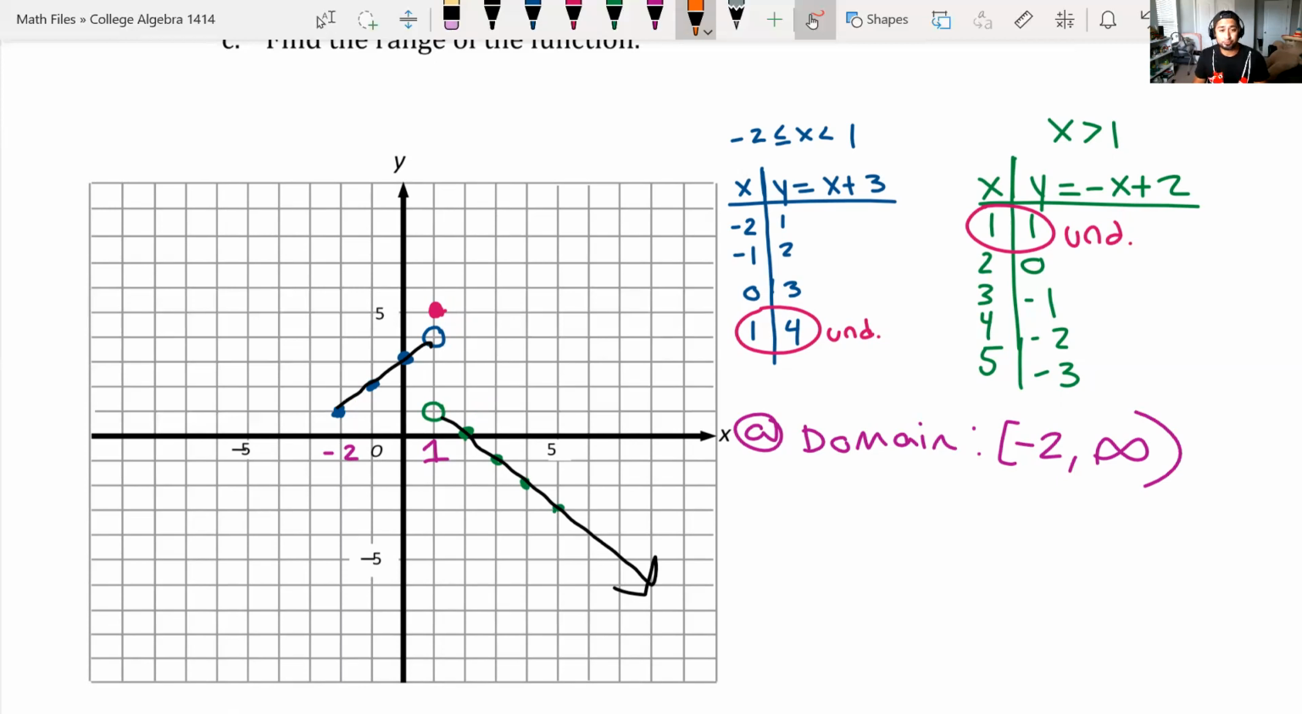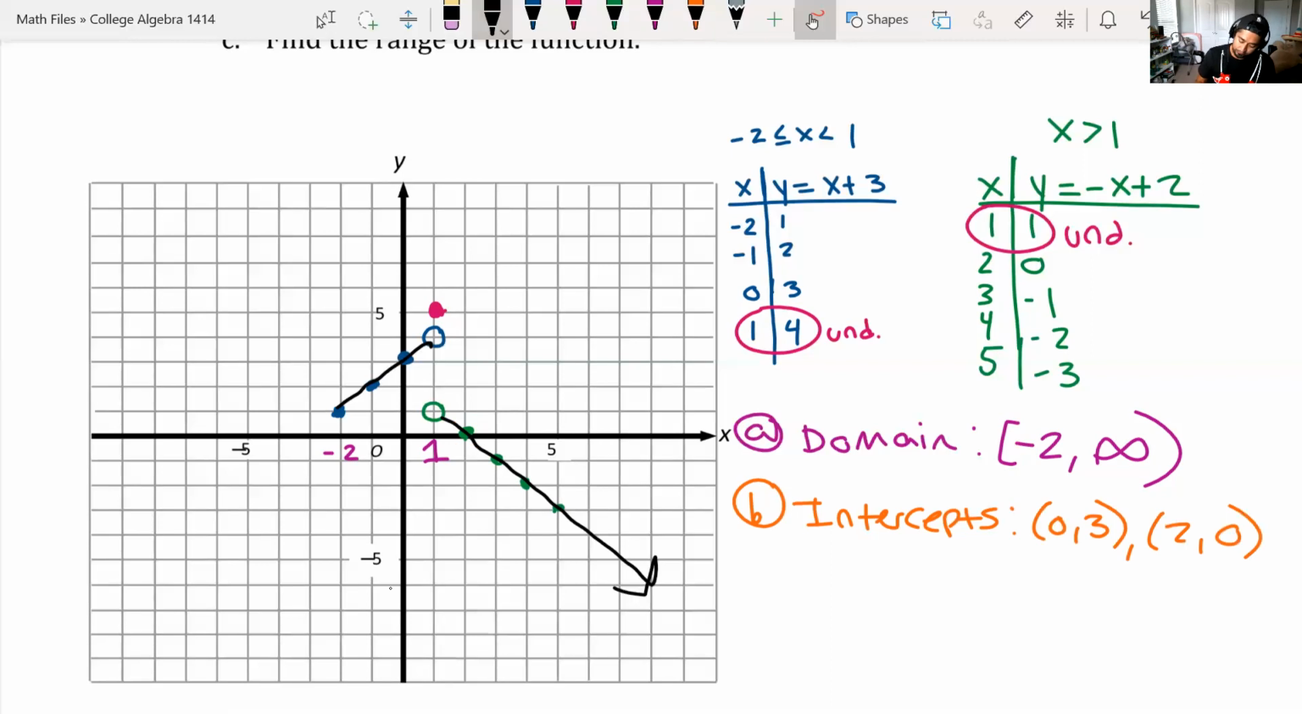Okay, awesome. And then B, intercepts. Well, look for your intercepts. First one I see is the y-intercept, which is right there on the y-axis at 0, 3. Hey, look at that, just like the last one. And then the other one is right there at 2, 0. That's the x-intercept. And then C.